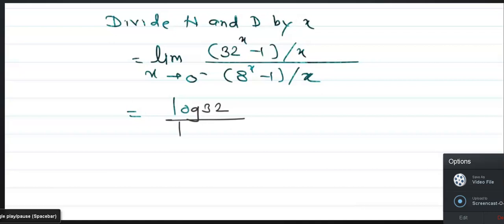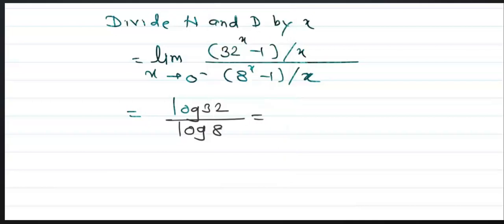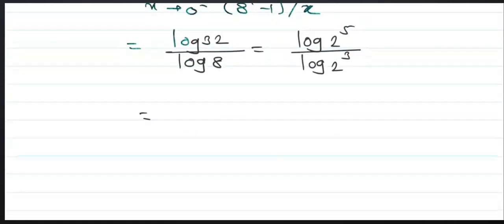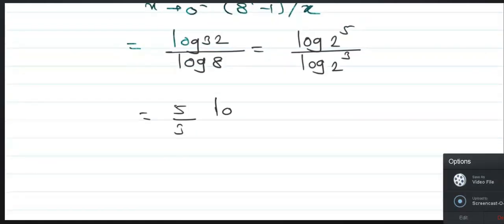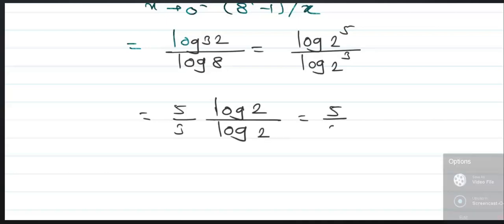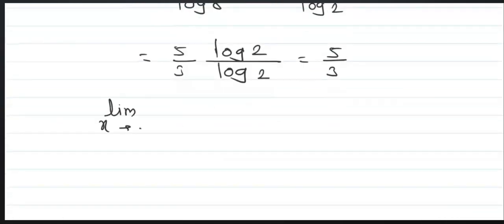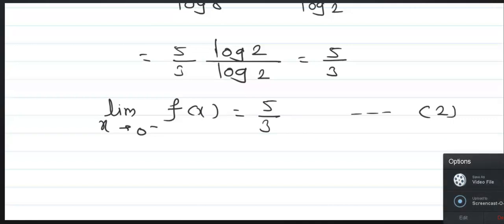Now log of 32 means what? 2 raised to 5, and 8 means what? 2 raised to 3. Therefore, again by using the rules of the logarithm, that is 5 log of 2 upon 3 log of 2. That is this log of 2 gets cancelled and you will get 5 upon 3. And therefore the left hand side limit is 5 upon 3. This is number 2.